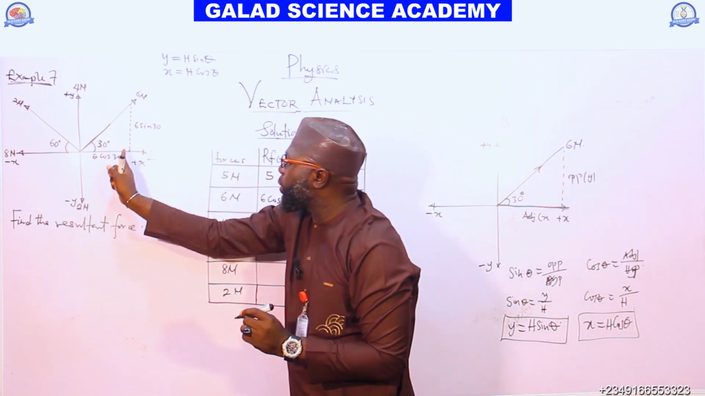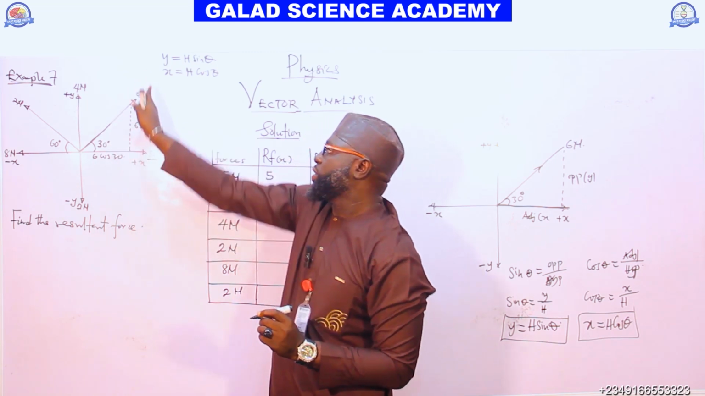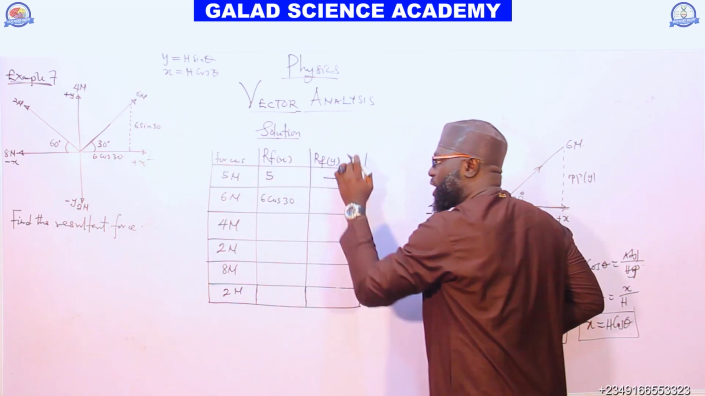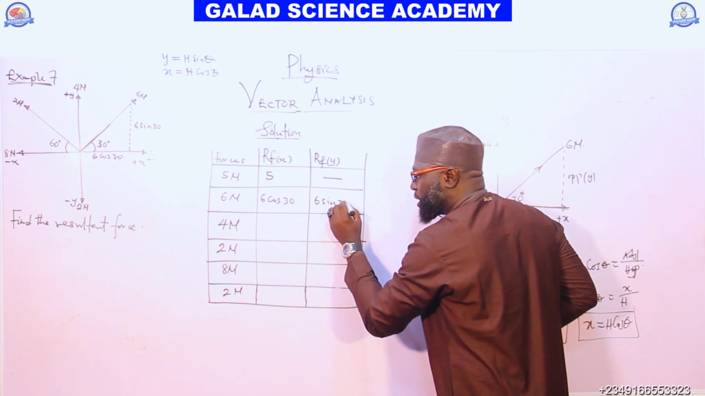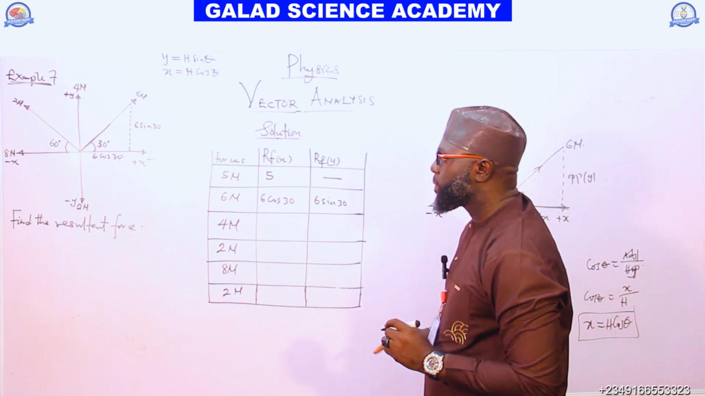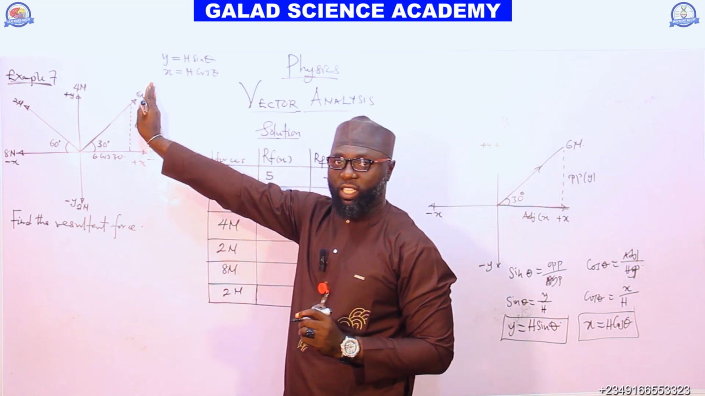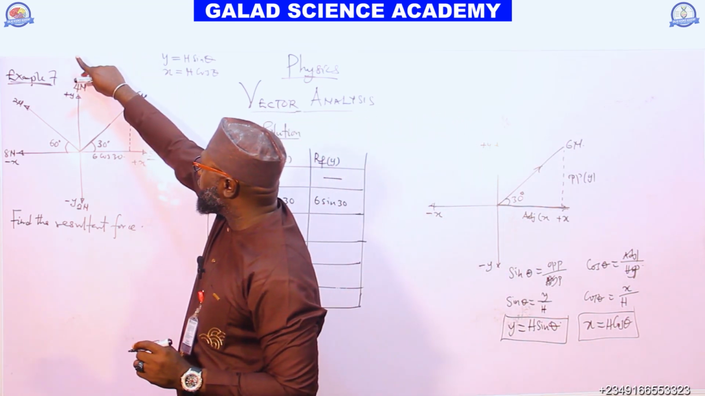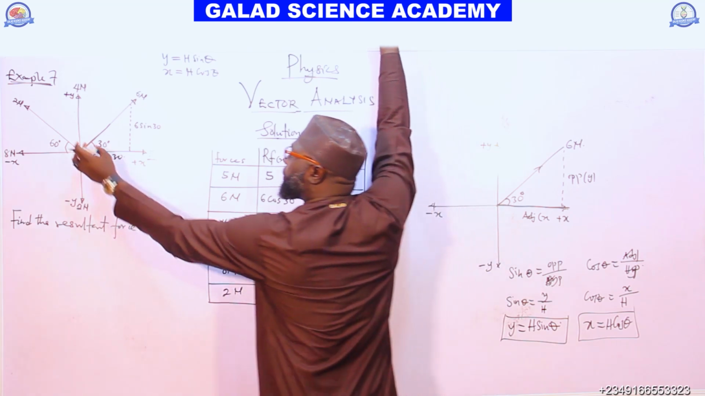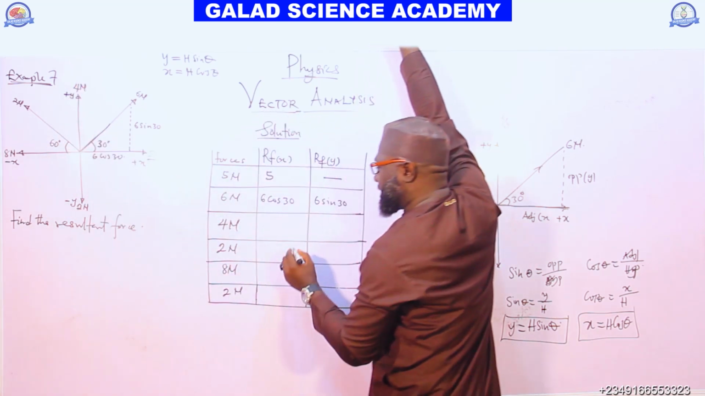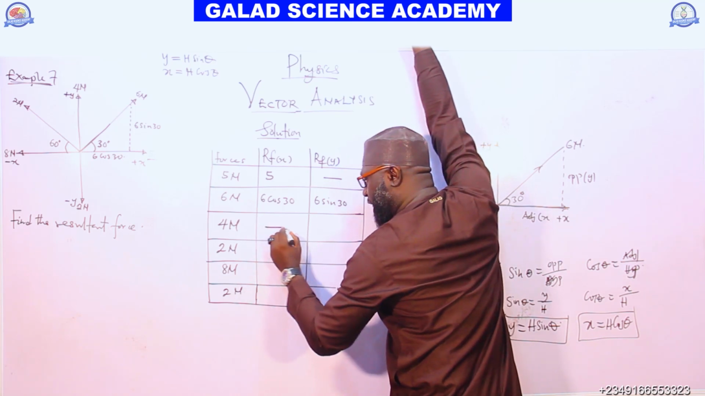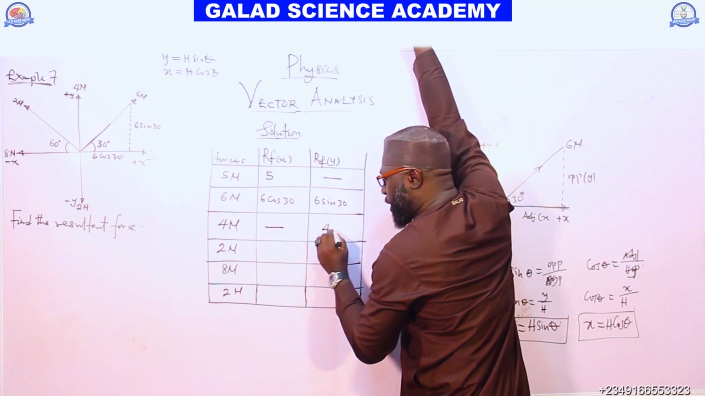What is the value for the 6 Newton on the vertical axis? Y axis is 6 sine 30. So we are done with 6 Newton. The next force here is 4 Newton. So what happened? The 4 Newton can be found on the vertical axis, not on horizontal. We put 4 here.